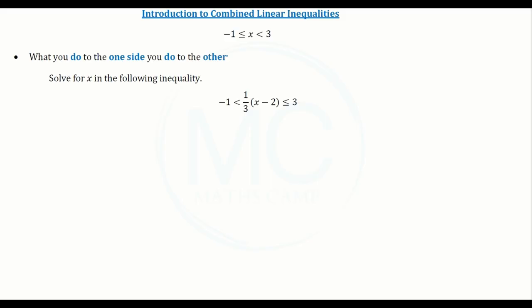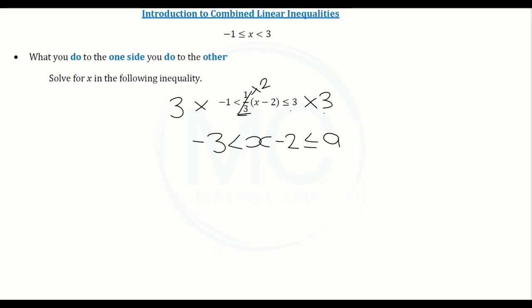Negative 1 is smaller than 1 over 3 multiplied by x minus 2, which is smaller than 3. The first thing we need to do is get rid of this fraction over here. And we do that by multiplying each section by the denominator. Our denominator is 3, so we can say multiplied by 3 and multiplied by 3 on this side. Negative 1 multiplied by 3 is negative 3. Then we have a smaller than sign. We're multiplying this section by 3, so our fraction will cancel out, and we're left with x minus 2 is smaller than or equal to 3 multiplied by 3, which is 9.